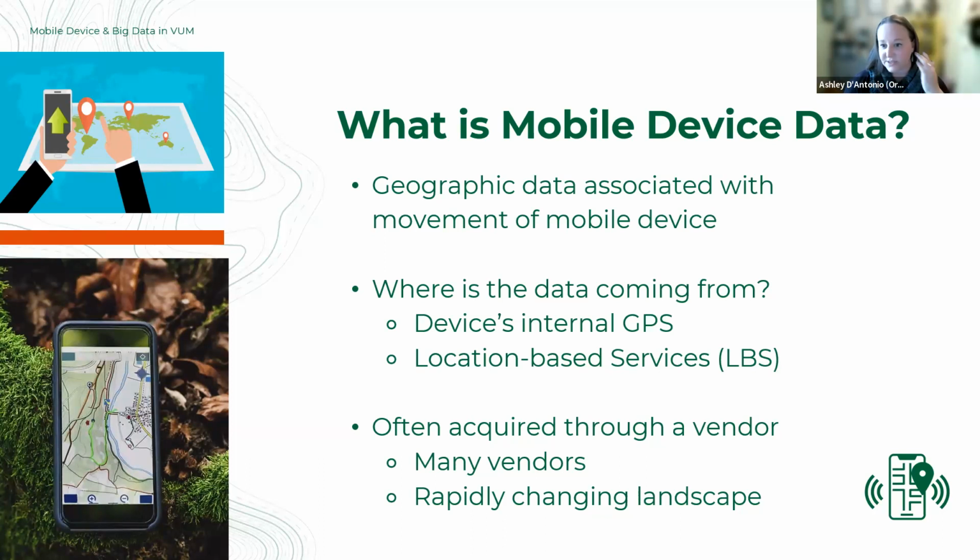And just like some of our other data sources, these are, again, rapidly changing landscapes. They change the apps that they work with, they pull the data. One of the vendors I've worked with a lot, Streetlight, has changed. They used to use GPS and LBS, now they're shifting to LBS. So this is also something that changes relatively rapidly.